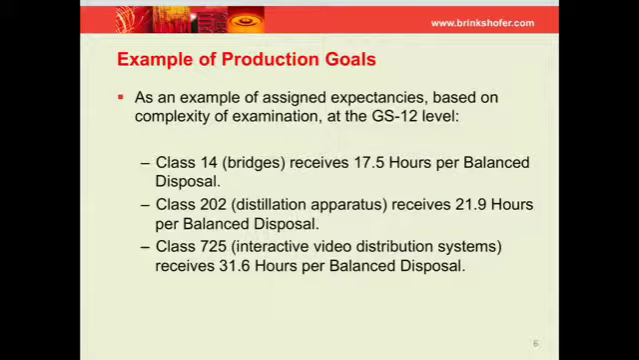We have our first class, which is class 14 bridges, and that receives 17.5 hours per balanced disposal. The next class is class 202 for distillation apparatus that receives 21.9 hours per balanced disposal. And finally, we'll look at class 725, interactive video distribution systems, which receives 31.6 hours per balanced disposal.